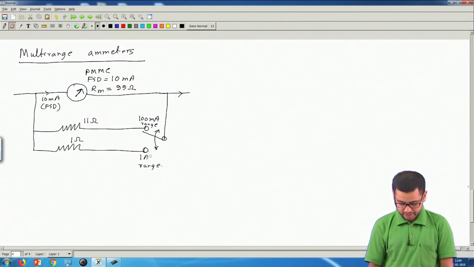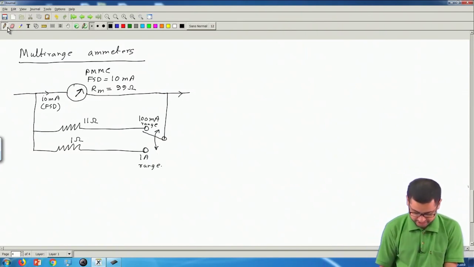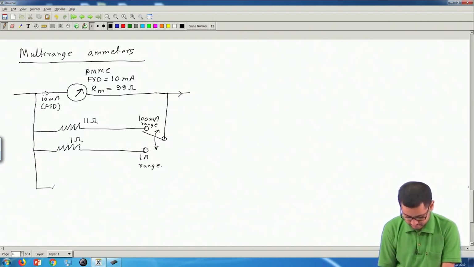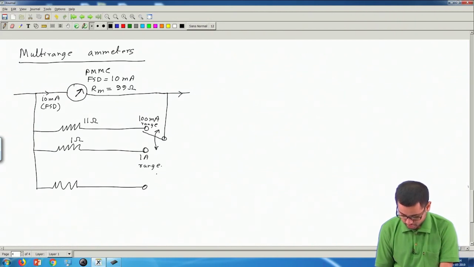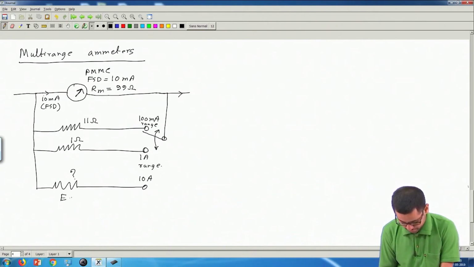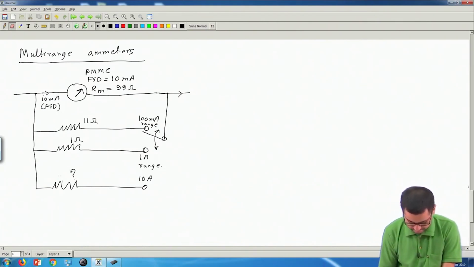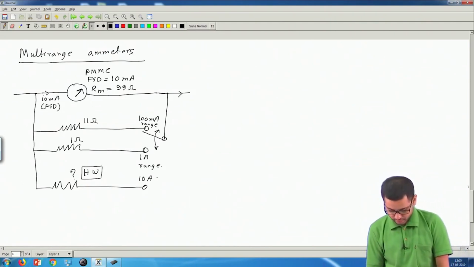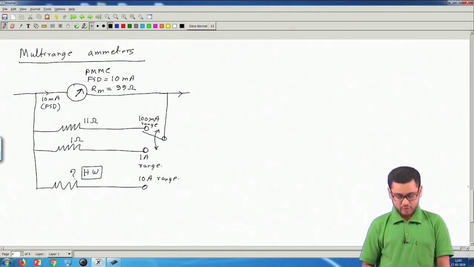Okay. And we can connect more resistances if we need higher ranges. So, if I need say another range of say 10 ampere, what will be the value of this resistance? Let me put this as a small exercise for you or homework. Find out the value of this resistance if I want to have a 10 ampere range. Okay. So, this is a multi-range ammeter.